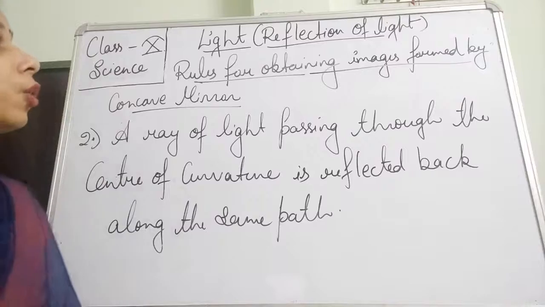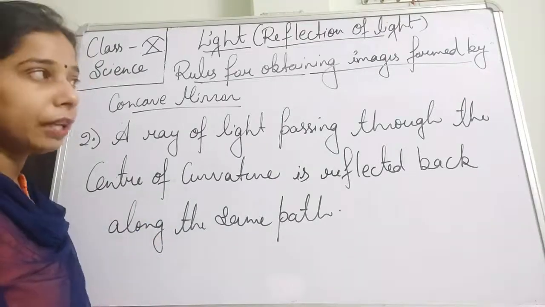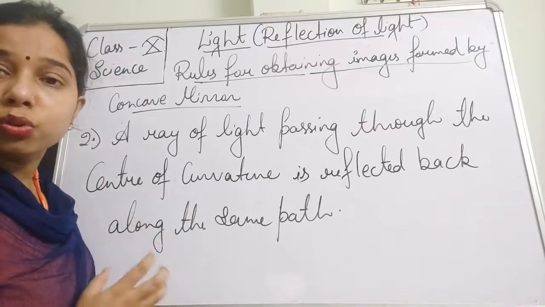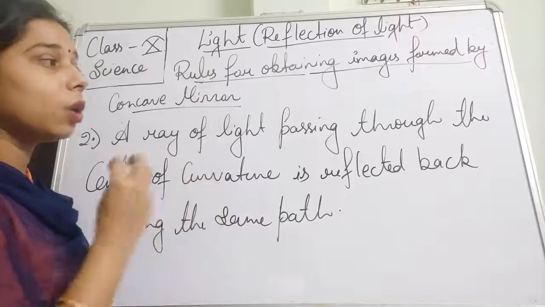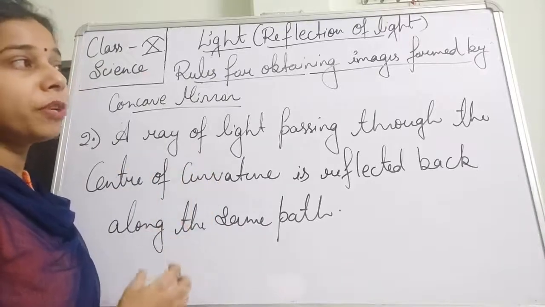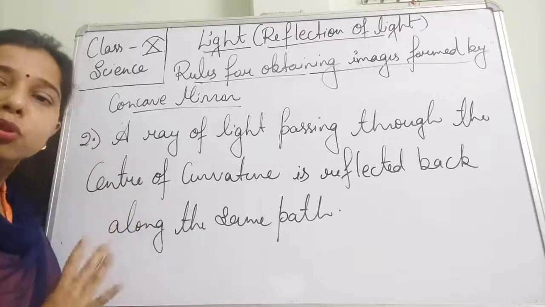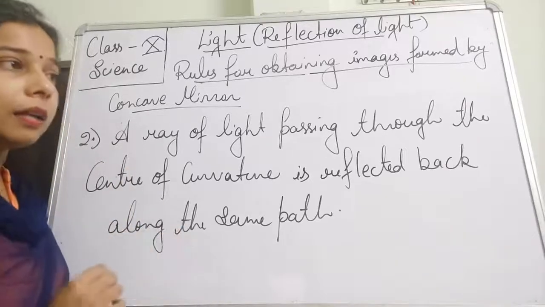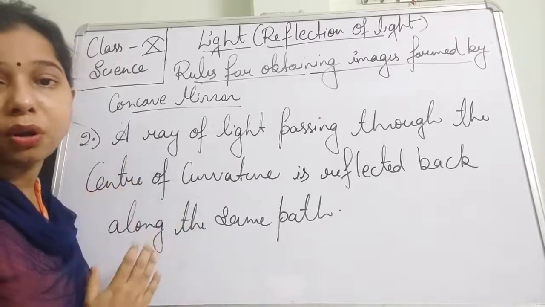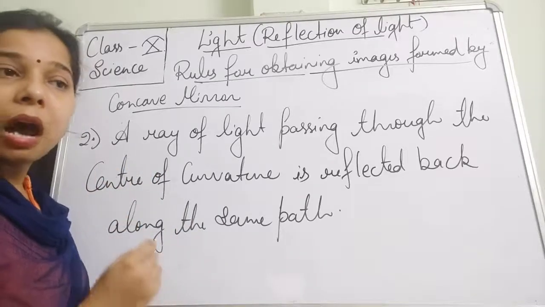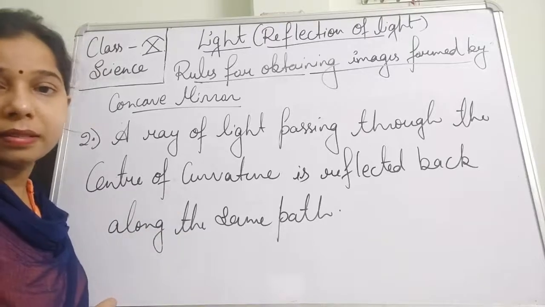Then we started to understand the rules for obtaining the image formed by the concave mirror. There are certain rules, students, by which we can say how the formation of the image occurs on the concave mirror. The first one was: when a parallel beam of light falls on the surface of the concave mirror, after reflection it passes through the principal focus.